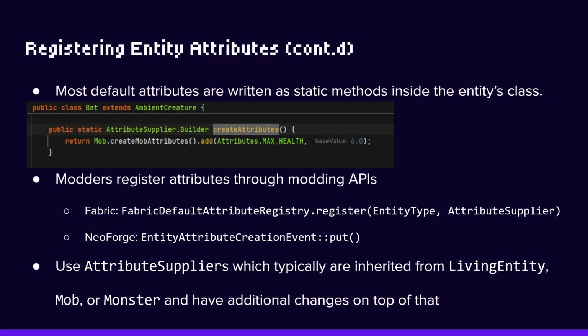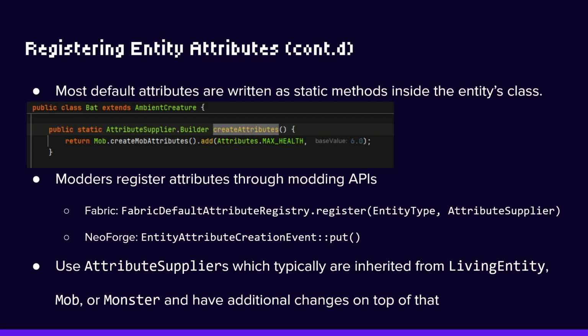So registering, there's two different. For each modding API, I've included what the API is to register entity attributes. We're using NeoForge, so it's going to be the entity attribute creation event, which has an event. You have to subscribe to it like any other thing.